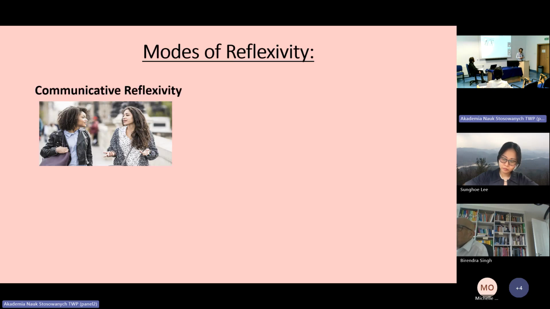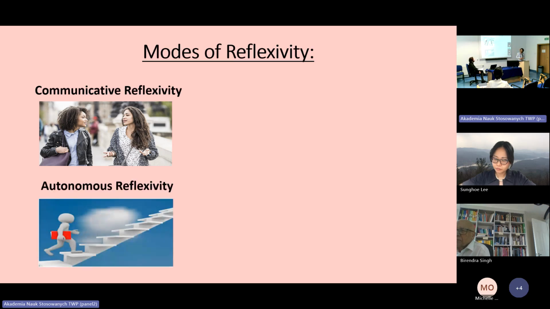So this is where, when we're making a decision, we like to talk to somebody else, see what somebody else thinks, and have the input of another person or more than one person before making decisions. So it's sort of thinking and talking and then deciding. Autonomous reflexivity is in many ways the opposite of that. So that's where we think about our options and we make a choice without directly consulting another person.